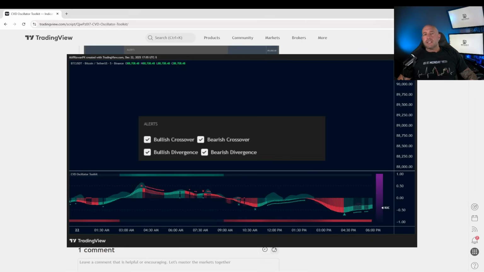Now, the CVD Oscillator Toolkit includes full alert functionality using any alert, allowing users to receive notifications in real time for all major model components and signal events. Users can enable or disable each alert type in the alert section of the settings, and after selecting which alerts they want active, they can create a single TradingView alert using the any alert condition. All alerts are triggered only after confirmation, not on provisional or forming conditions.